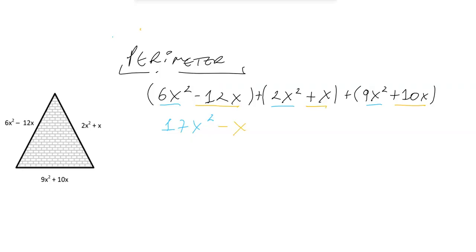Okay, now I'm going to take the numbers. There are no more numbers. I would say we are done. So this is the perimeter of the shape. We have nothing else to work with.